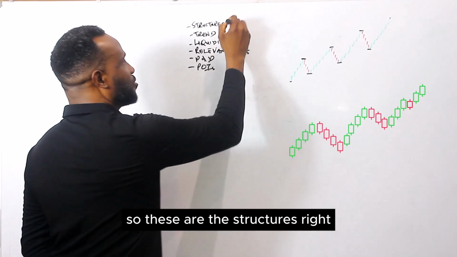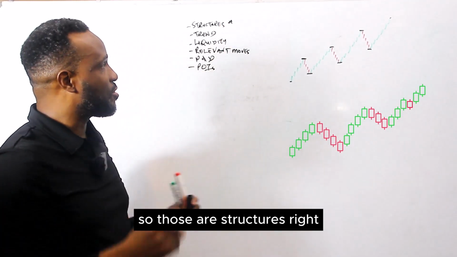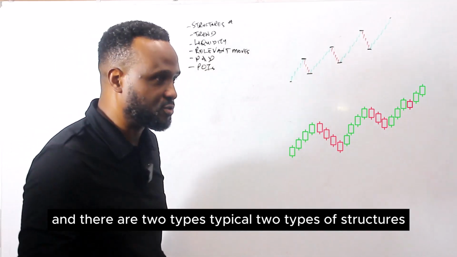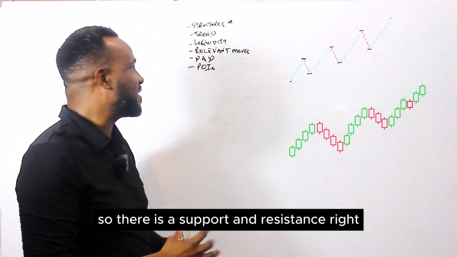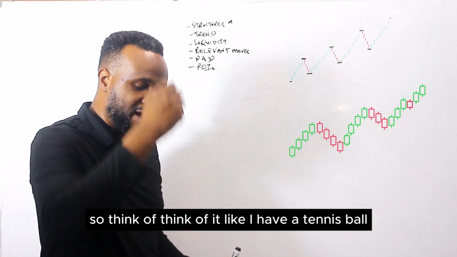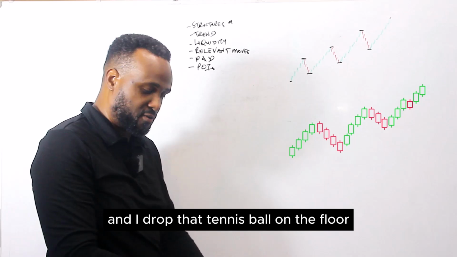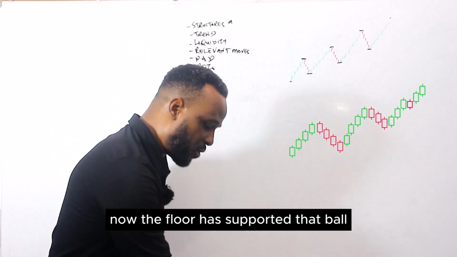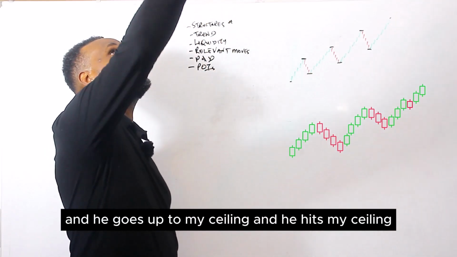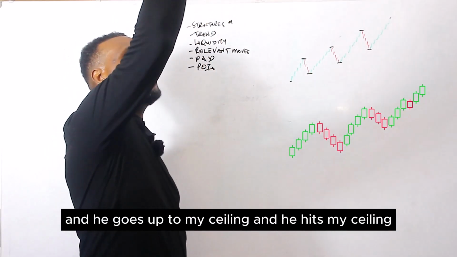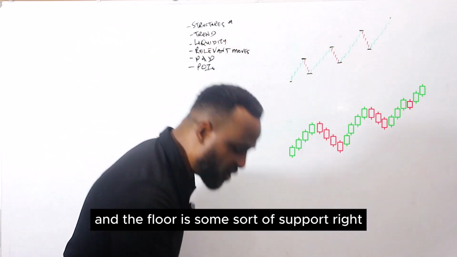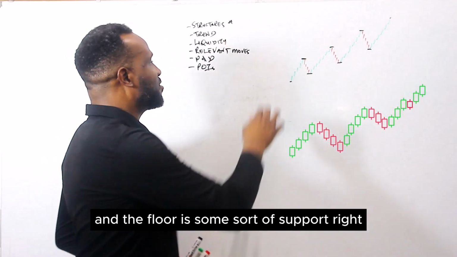So these are the structures, right? And there are typically two types of structures. There is support and resistance, right? So think of it like I have a tennis ball and I drop that tennis ball on the floor. That floor has supported that ball. And so it hits the floor and it goes up to my ceiling and it hits my ceiling. So my ceiling is some sort of resistance and the floor is some sort of support, right? So that's what this is.